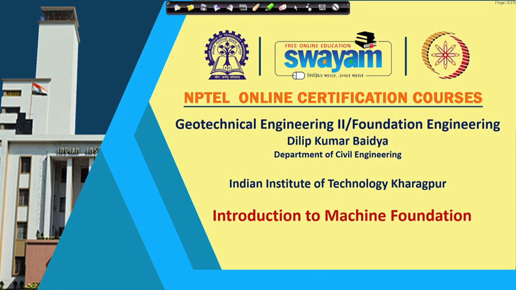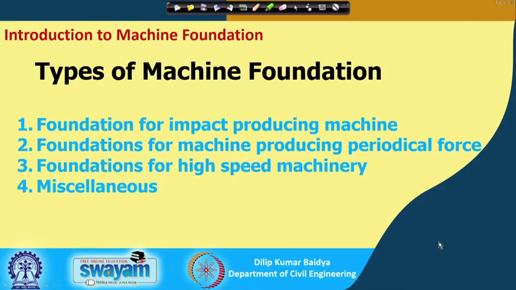This is the thing, and based on these guidelines, if you want to design, then what are the different types of foundation for different types of machine? We have some guidelines. You can see this can be classified into 3-4 categories. One is foundation for impact producing machine. So, that is one type of machine.